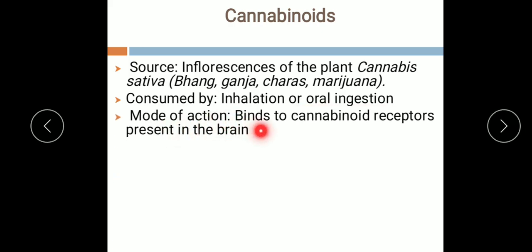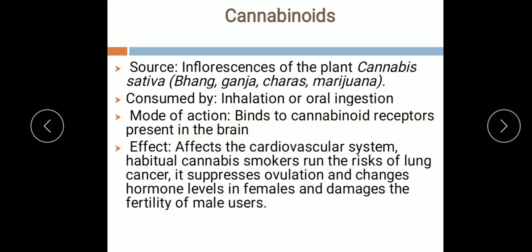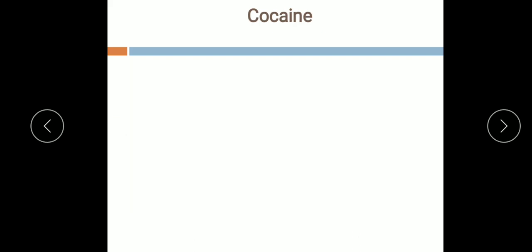Mode of action: the chemicals present in it bind to the cannabinoid receptors present in the brain. Effects: it affects the cardiovascular system. Habitual cannabis smokers run the risk of lung cancer. It suppresses ovulation and changes hormone levels in females and damages the fertility of male users.